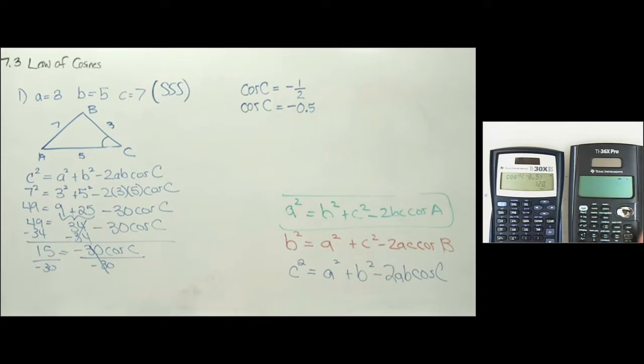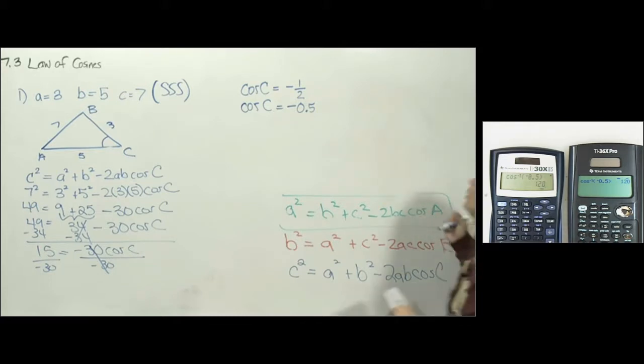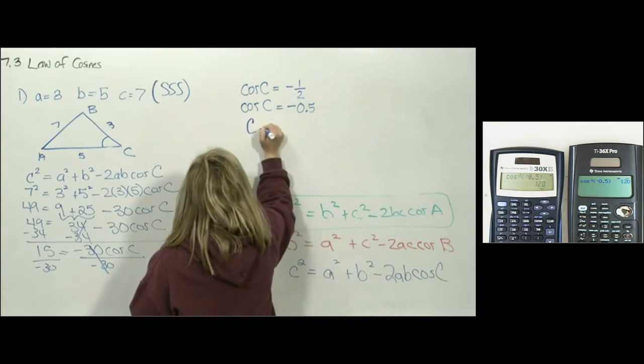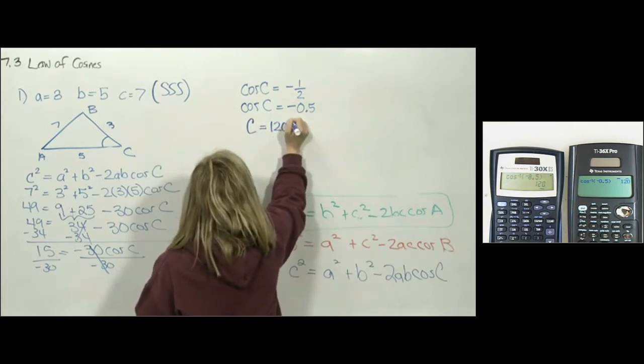Wonderful. On our Pro, we double click. We don't want cos, we want the inverse. The inverse means it's going to give us an angle. We put our negative, we put in our decimal, we get the same thing. Awesome. So now we found angle C is exactly 120 degrees.